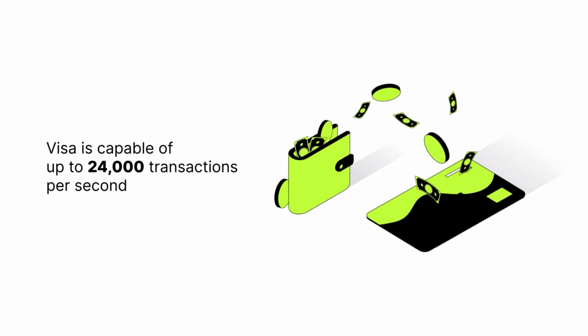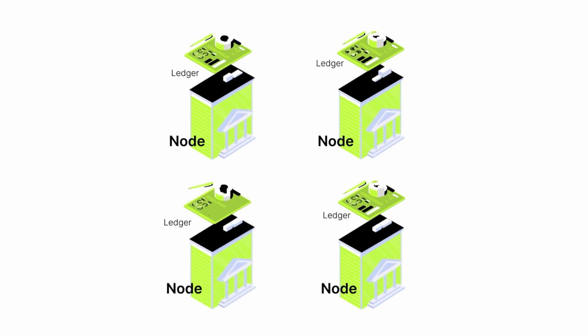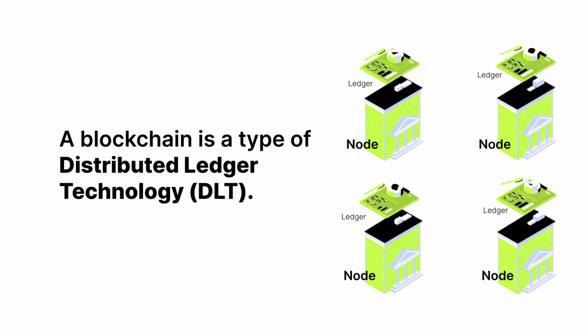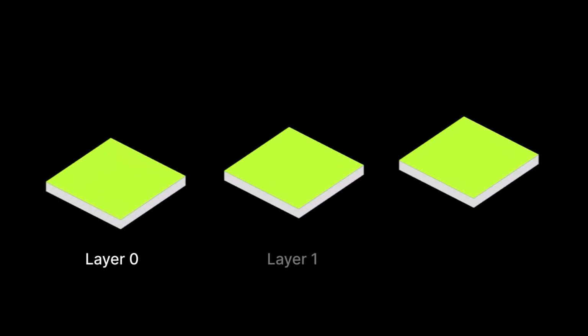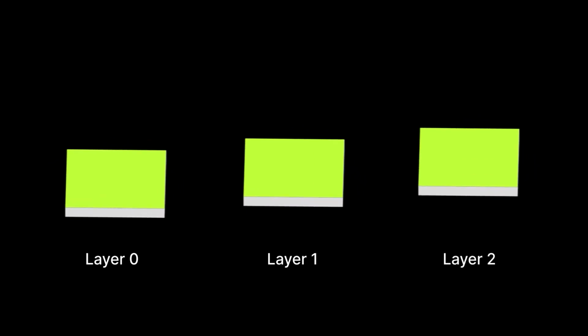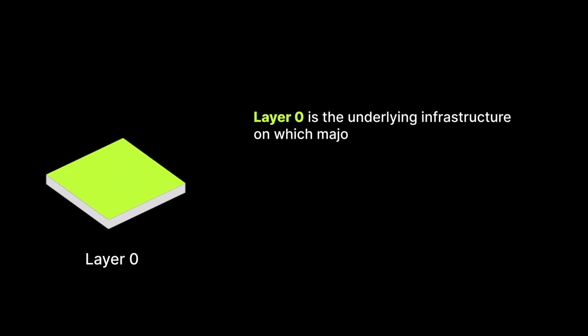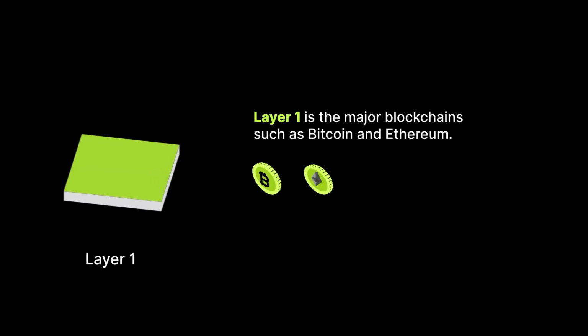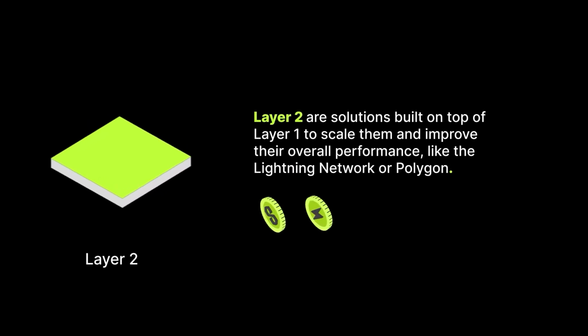Okay, so let's have a quick recap. Blockchains are a form of distributed ledger technology, and they form the backbone of most digital assets, enabling secure and decentralized transactions. As the crypto space evolves, new blockchain layers have emerged to enhance scalability, security, interoperability, and efficiency. The three key blockchain layers are Layer 0, Layer 1, and Layer 2. Layer 0 is the underlying infrastructure, Layer 1 is the major blockchains themselves, and Layer 2 are solutions built on top of Layer 1 to improve their performance.